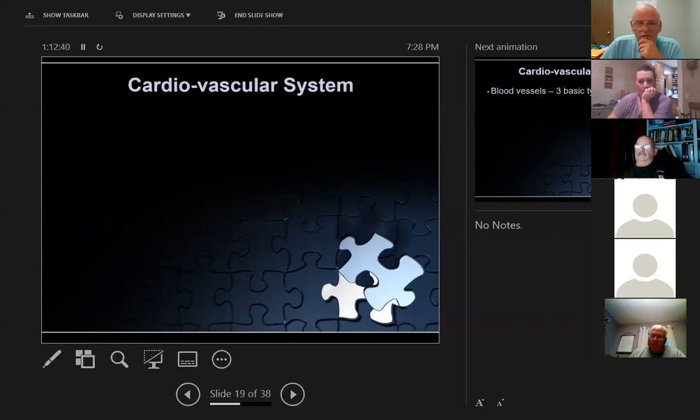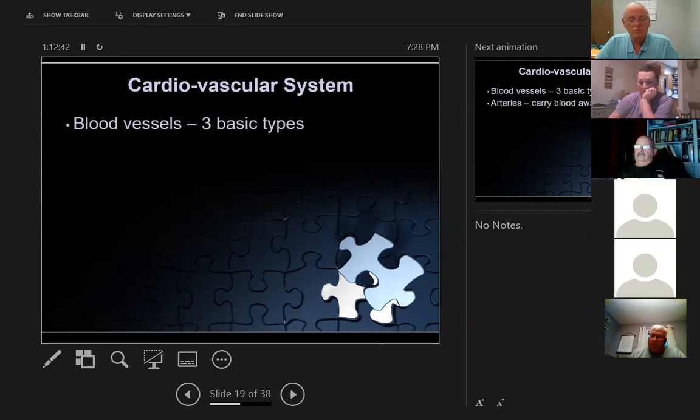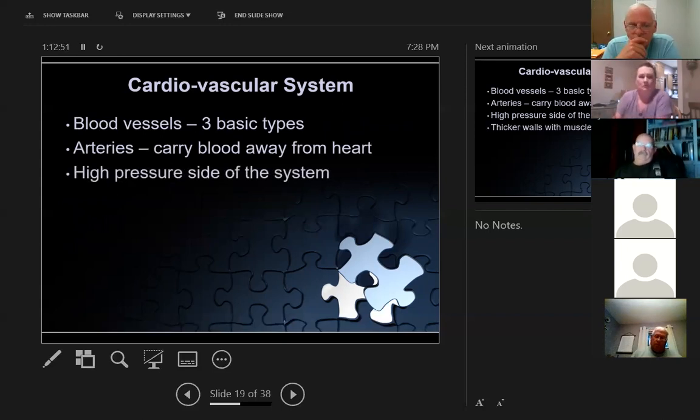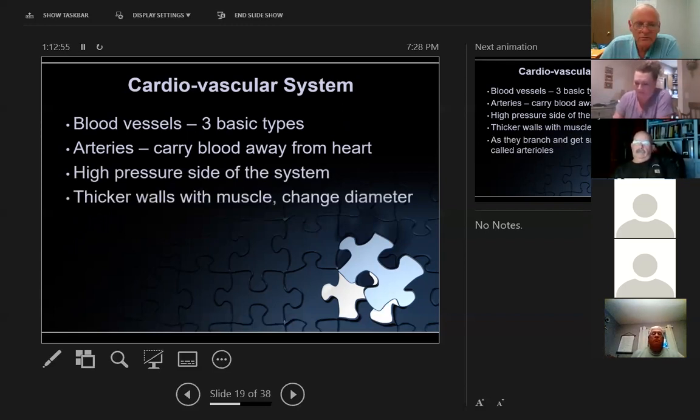Okay, the other part of the cardiovascular system is blood vessels. We have three basic types. Arteries, they are on the high pressure side of the system. They carry blood away from the heart, okay? They have thicker walls than other vessels. They have muscle in them. They have nerve in them. And they have the great ability to change their diameter.